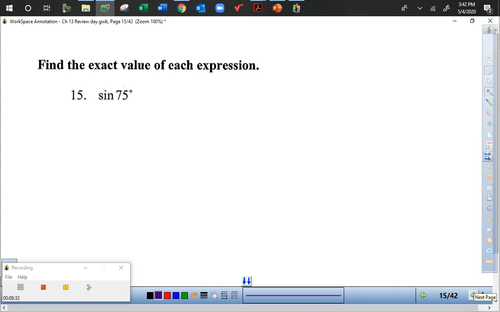Next up, we're going to do some sum and difference or half angle problems. Okay, the instructions on the test are just going to say find the exact value, which means you get to do it however you want. You can draw a triangle if it's one you know. You can use a sum or difference if it's one easily done that way. Or if you're stuck, you have to use the half angle. So first up, we've got sine of 75.